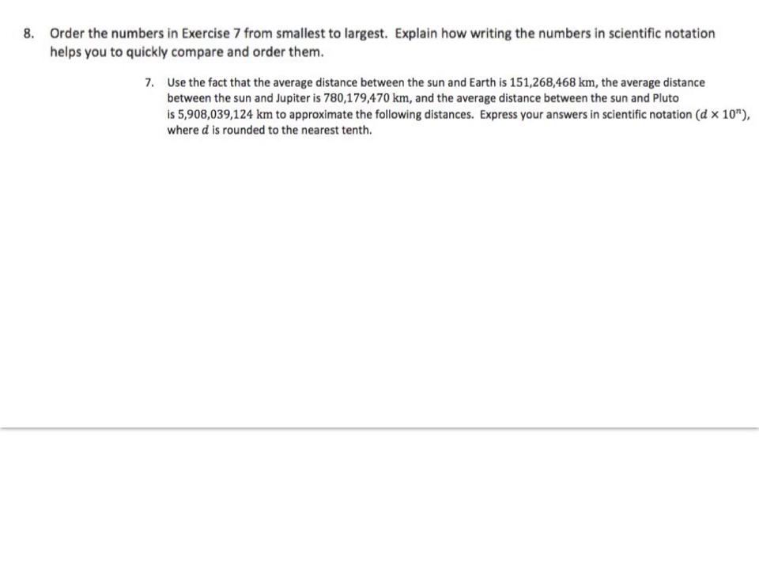Order the numbers in exercise 7 from smallest to largest. Explain how writing the numbers in scientific notation helps you to quickly compare and order them. Well, you have the numbers written in front of you that are already in scientific notation. I remember this one was a 10 to the 9th. So that's going to be our biggest, right?